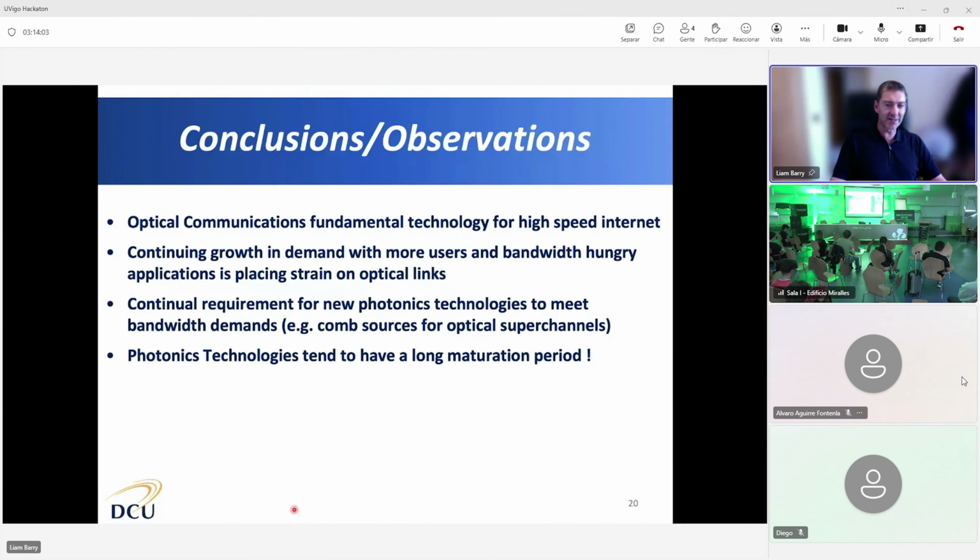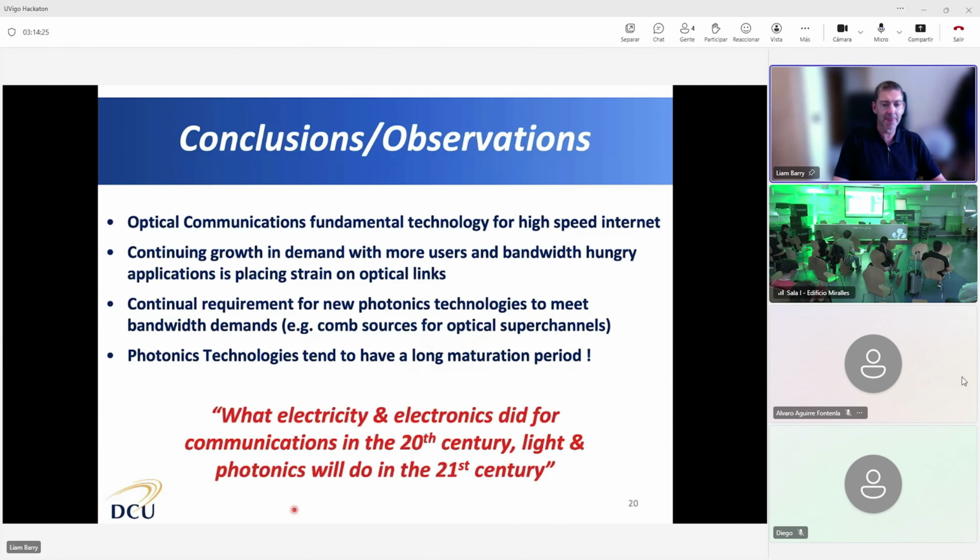I will say photonic technologies tend to have a very long maturation period. People have been working on optical frequency combs for the last 2 decades. They're now starting to become more prevalent for actual commercial systems. So technologies developed today may not have commercial value for a decade or more. That's just the way it is in terms of photonic technologies.